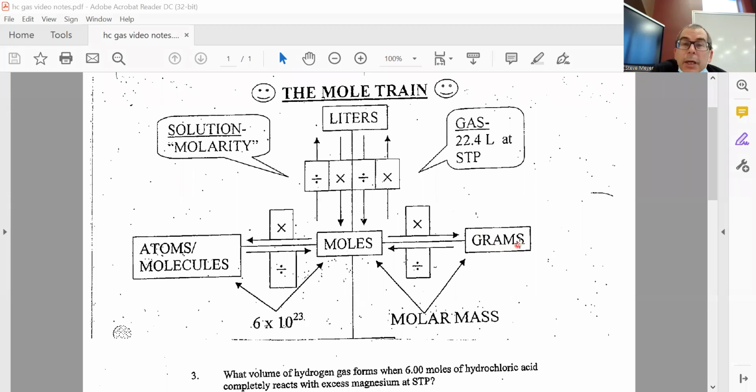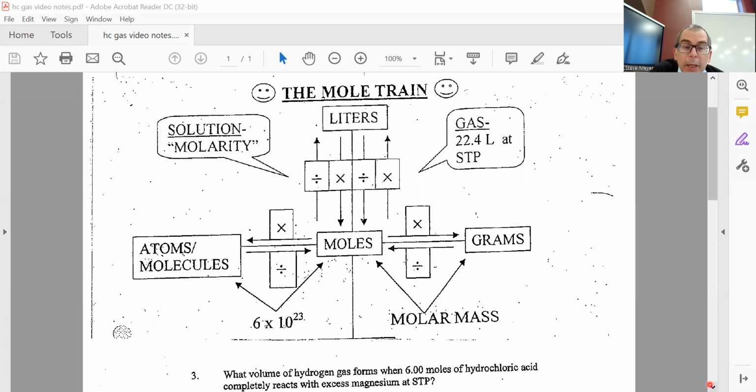And this is an adjusted mole train, and I've extended it to include liters. So we have the usual moles to grams or grams to moles to atoms or molecules to moles to liters for solutions. We haven't done that yet, and we won't do that now. And moles to liters for gases. Well, 1 mole is 22.4 liters at STP. So if I take my moles times 22.4, I get to liters. If I'm given a certain number of liters, I divide by 22.4, I get to moles. So that is just an extension of a mole train we're going to look at.